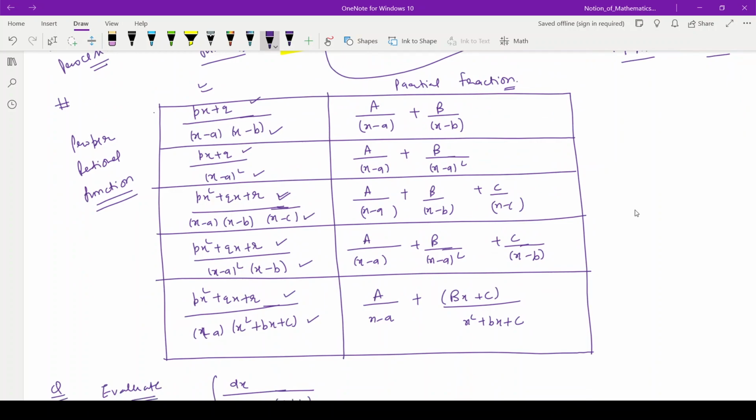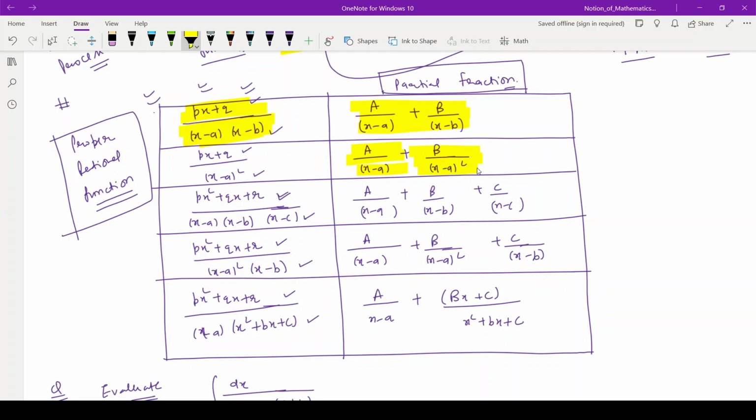After that students, for some proper rational functions, a chart is provided here. And for all these types of proper rational functions, how to write the partial fraction is mentioned in this chart. Suppose the first type of function is p(x) upon (x minus a)(x minus b). Its partial fraction is A upon x minus a plus B upon x minus b. For the second type of function, it is A upon x minus a plus B upon (x minus a) whole square.